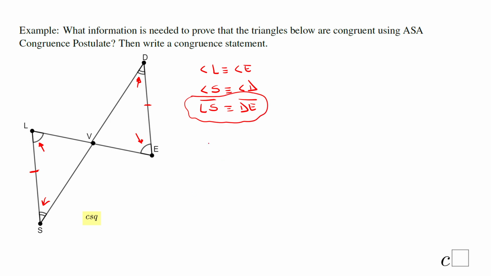That is the information we need for using ASA to prove congruency. Now let's write the congruence statement, and let's say you say triangle VSL. VSL is congruent to what triangle? Okay, so now what letter corresponds to this V in the first statement? It is also V. One letter corresponds to the S. We see above here that S and D go together, and L goes with E. So it is very important to write the correct congruence statement.